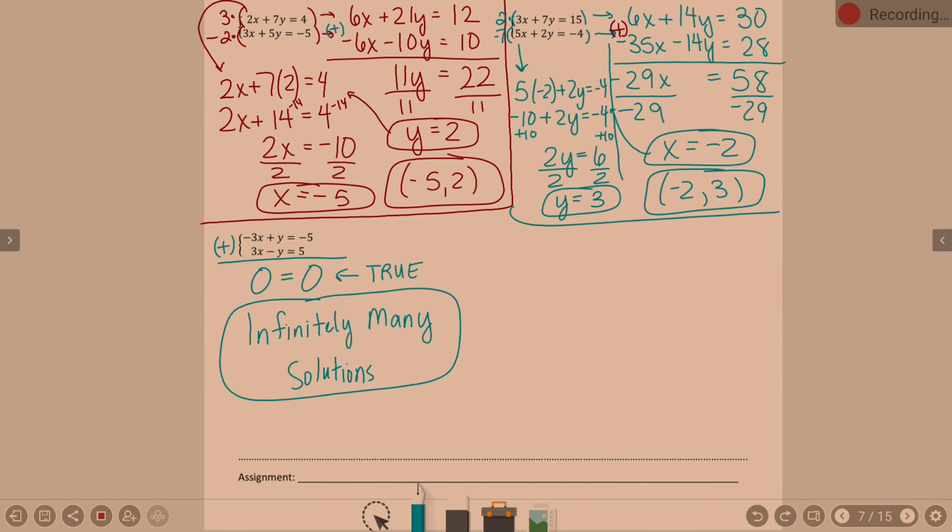If this instead came up as 0 equals 17, does 0 equal 17? No. Variables cancel out, you get a false statement, then we say no solution. That happened on the front side of the notes in substitution, didn't it? Yeah. So you've seen an example like that, similar idea. Questions? No.